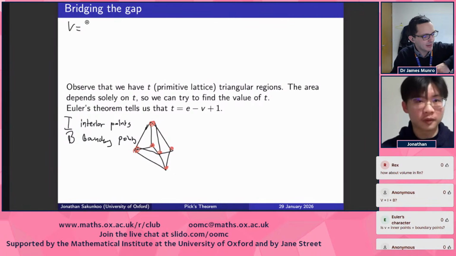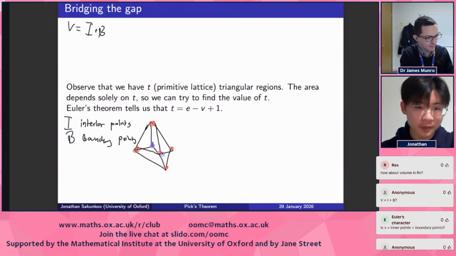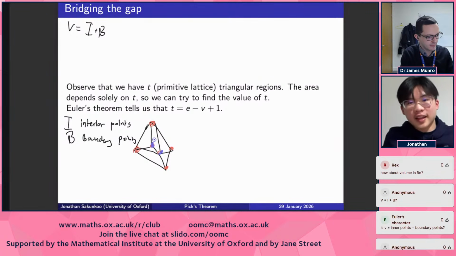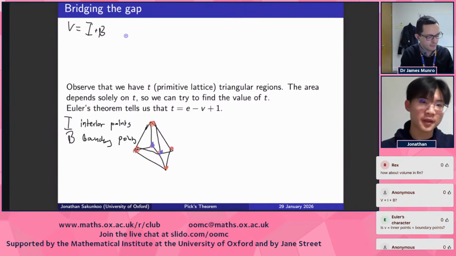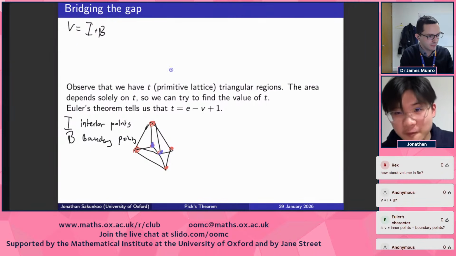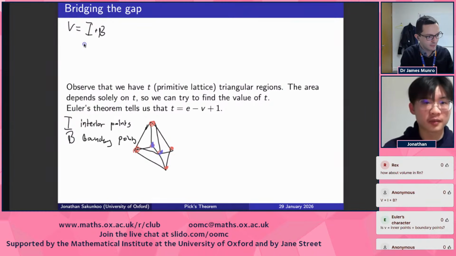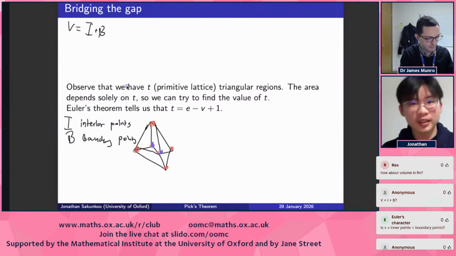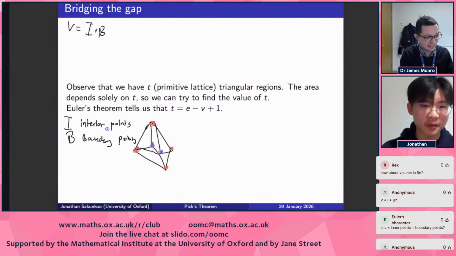Indeed. So V is I plus B, because if you think about it, well, okay, I'm just going to recolor some of these. If you make the inside ones blue, the outside ones red, it's evident that each vertex is either on the inside or on the border. So it's just number of inside plus number of border. So V is I plus B. That was nice. How about E though? That's a little more challenging. It's not immediately obvious, so we might want to think about it.